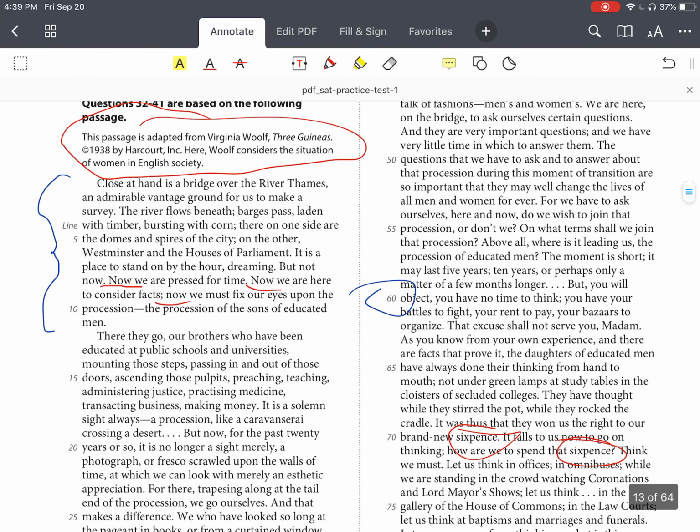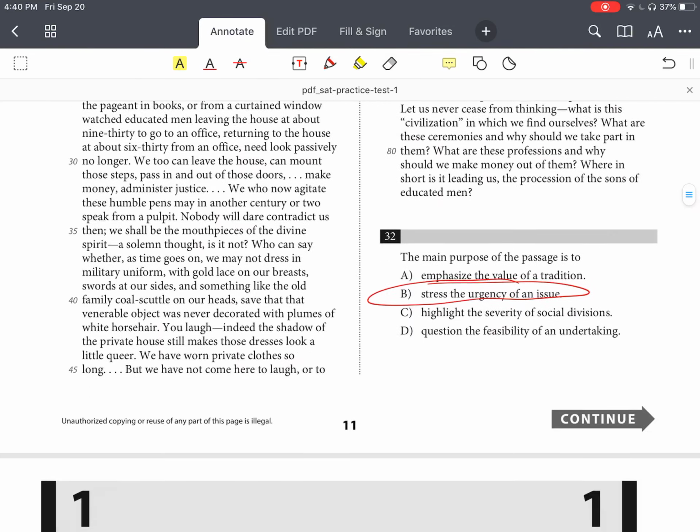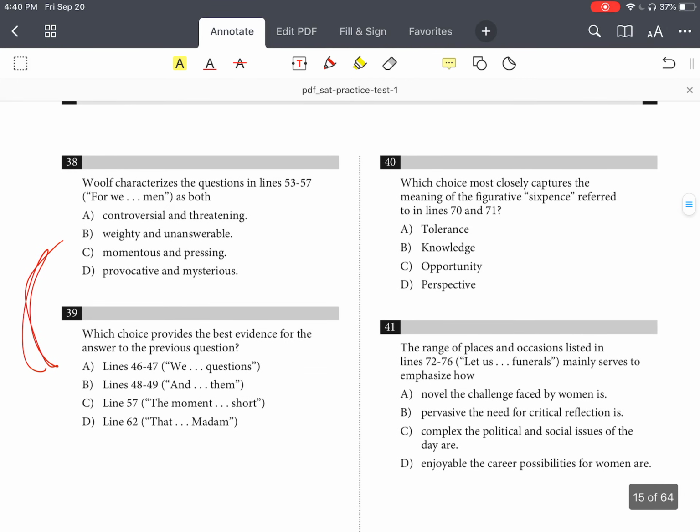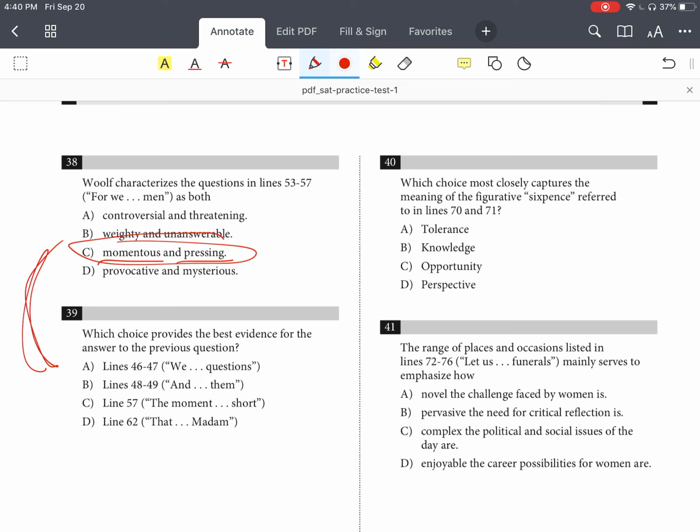She says, in line 53, "For we have to ask ourselves here and now, do we wish to join that procession or don't we? On what terms shall we join that procession? Above all, where is it leading us, the procession of educated men?" And then "the moment is short," etc. So this question is pressing because she says it needs to be made now, and it's momentous. It's an important question. So C is the correct answer.